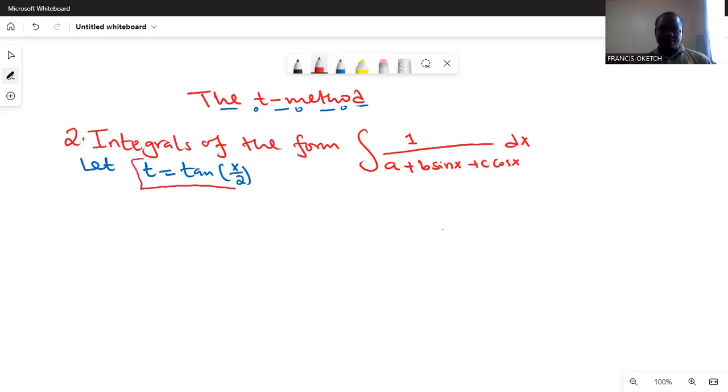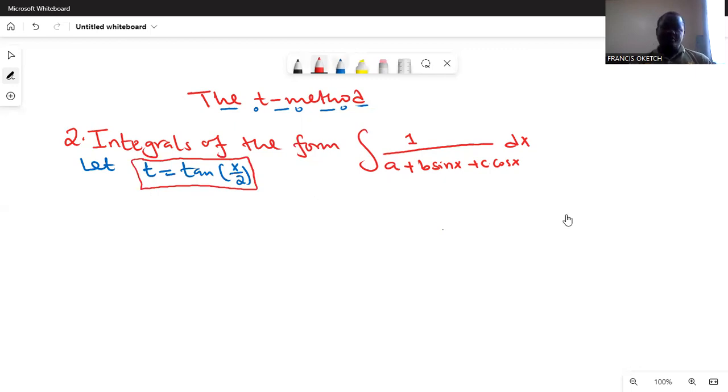Take note that when we have sine and cosine in the denominator and they are not squared, then the x you divide by 2, so that we talk of tan x over 2. But in case one, sine was squared and also cosine was squared, and so we said let t be equal to tan x. So notice the difference between the two cases.